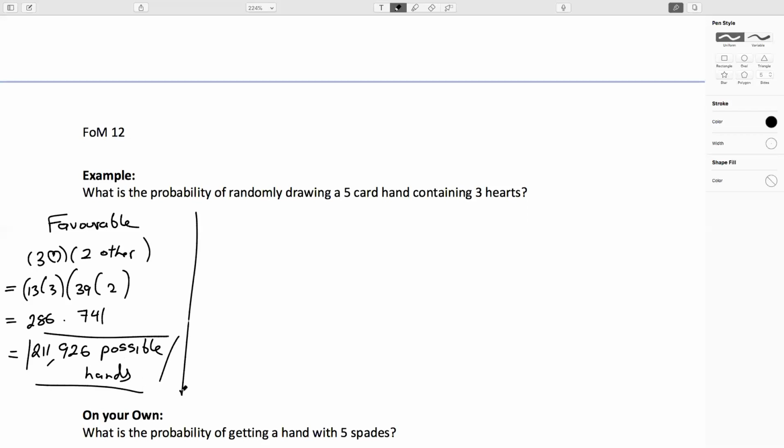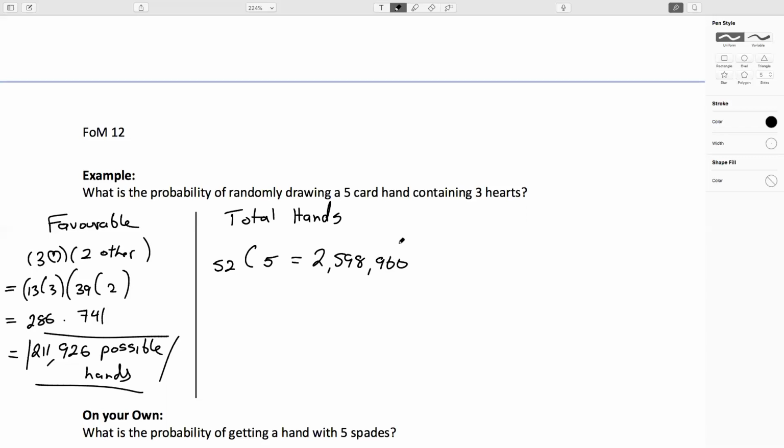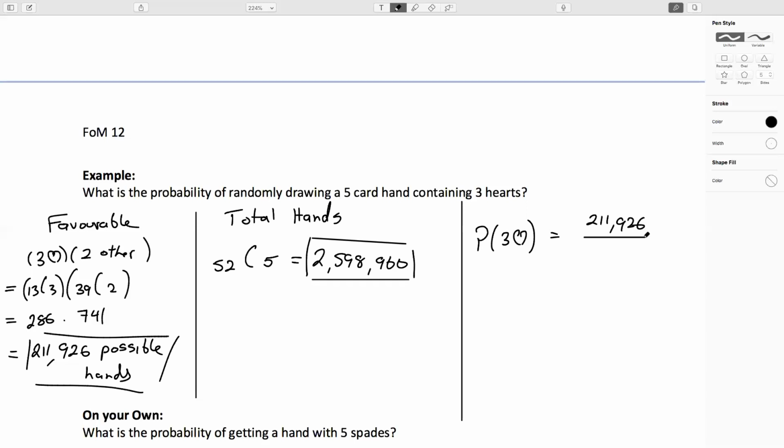Okay, now we have to go and break down the total hands. In a deck of cards, we've got 52 cards, so 52 choose 5 cards. And we are going to end up with 2,598,960 possible hands. So if we want to figure out the probability of getting our desirable hand, we have to take the number of options that match it and divide by the total number of options. So the probability of 3 hearts is going to equal 211,926 divided by the total 2,598,960. That's going to work out to 0.082, which is a probability of 8.2%.